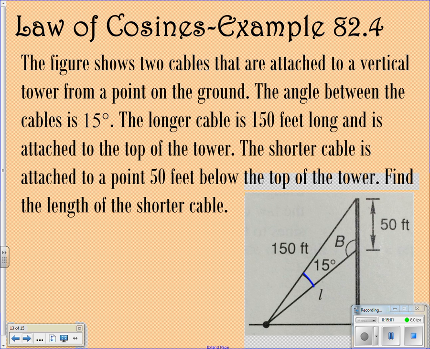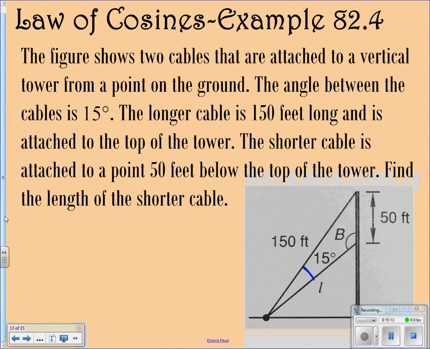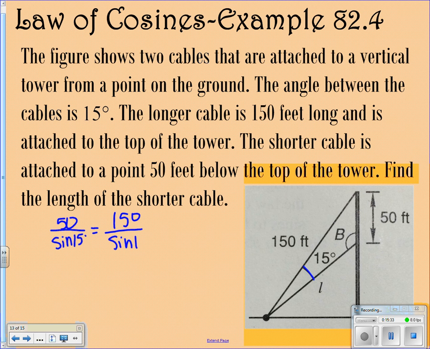Now on this one, we actually don't have to use the law of cosines here. We can just use the law of sines. I'm not exactly sure why they waited to put this in with the lesson for law of cosines and why they didn't do it with the law of sines. But you actually don't need the law of cosines on this problem. So we're just going to set up all of our angle pairs and our side pairs. We're going to have 50 over the sine of 15, and then 150 over the sine of b, and we're going to solve for b.